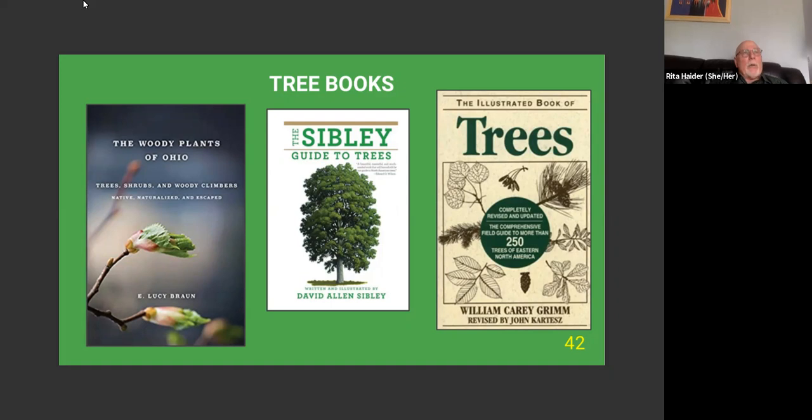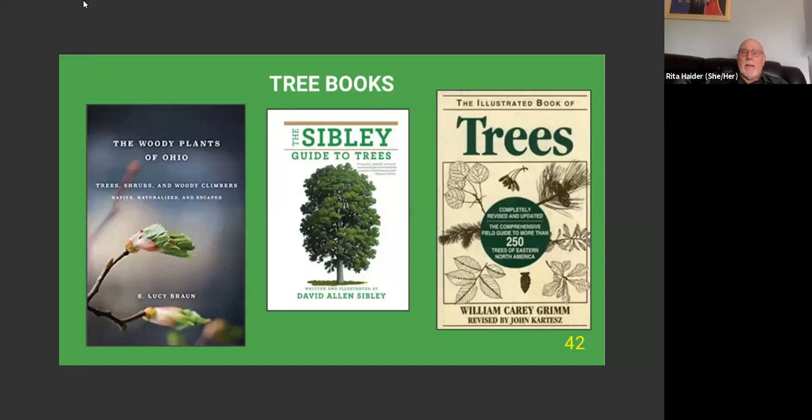It's a little scholarly for a beginner, I think, but it's got not only good information, illustrations and descriptions, but it's got county by county range maps. So you can see what parts of the state trees are most likely to grow in.